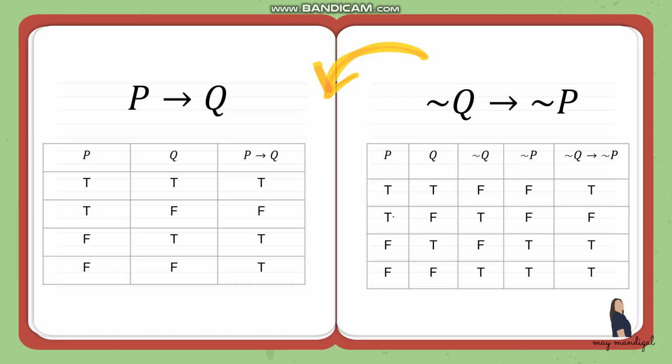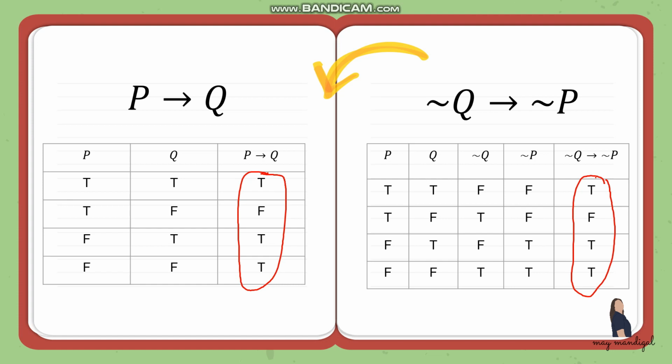Example, we have if P then Q and if not Q then not P. So we have here two truth tables. You just have to look at the last column. So we have here true, false, true, true for if P then Q. And for if not Q then not P, we also have true, false, true, true.